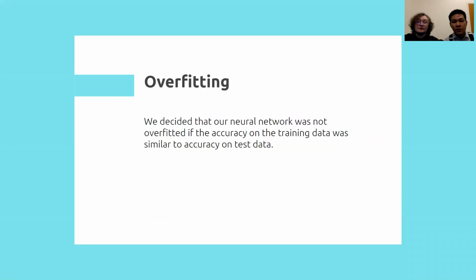So the last thing we had to consider was overfitting, where we reduce our cost to 0, where we reduce our error to 0 based on the training set. But if we reduce our error to 0 on the training set, then when we input new test data, it's going to perform poorly because it was only fitted to the training data. We decided that our neural network was not overfitted if the accuracy on the training data was similar to the accuracy on the test data. So for example, we had an accuracy of 80% on the training data, and also an accuracy of 80% on the test data.